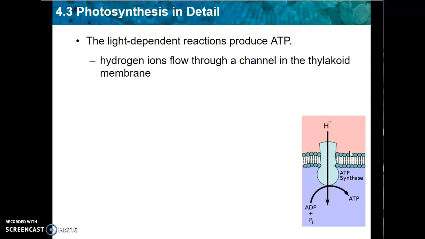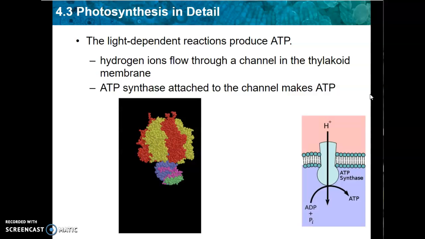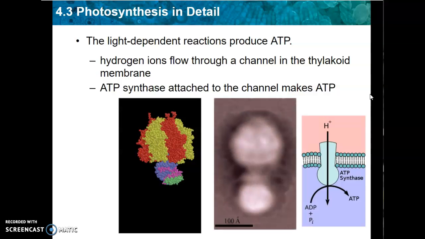The light-dependent reactions produce ATP. ATP synthase adds a phosphate group to an ADP to make the ATP. And that NADPH and ATP are what's going to fuel the next part. Here we can see 3 different representations of that ATP synthase. Remember, it ends in ASE, which means it's an enzyme.